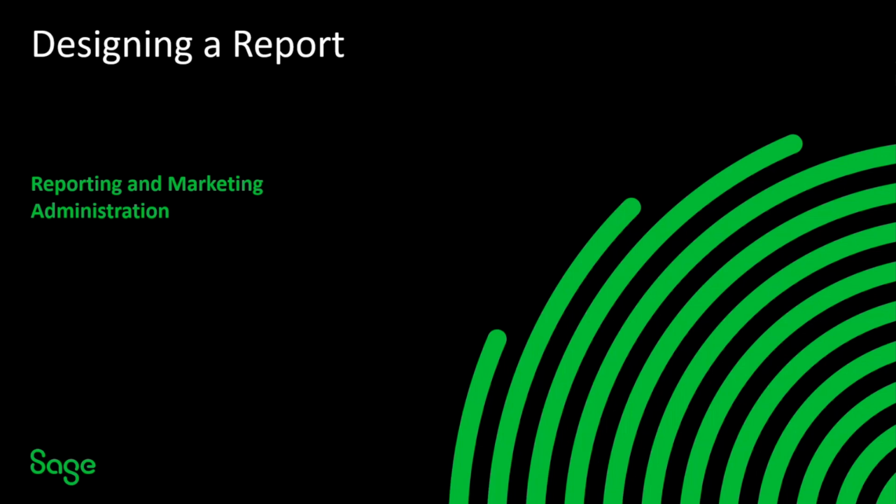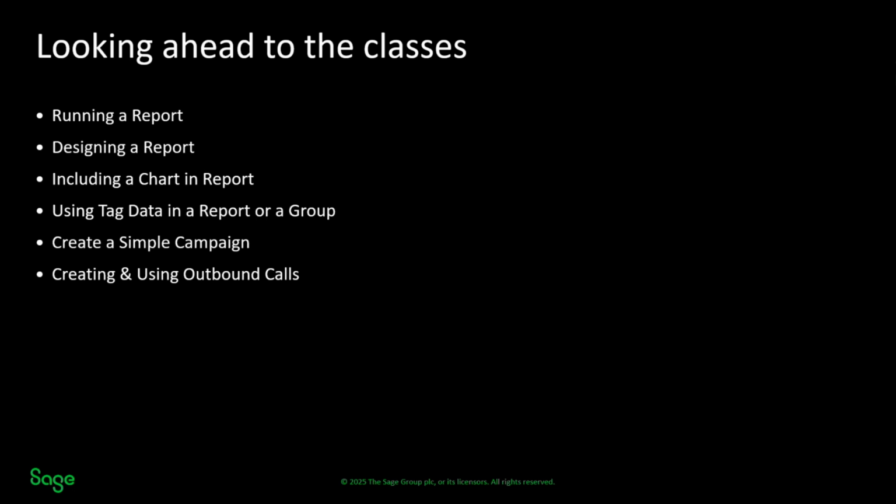We're looking today at designing a report, and it's the second in our short series on reporting and marketing administration within Sage CRM. This lesson, we're going to be looking at the way in which we can create the different reports. We'll look at the specifics of that in a moment. But of course, it's in this cycle of training where we'll be building on all of our knowledge.